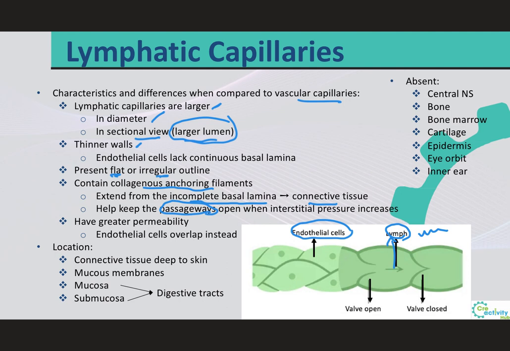And last, the lymphatic vessels have greater permeability because their endothelial cells, as we see here on this image, overlap instead of being tightly bound to one another like we see in the blood vessels. Now, the lymphatic capillaries are present in most tissues, but they are especially numerous in the connective tissue deep to the skin and the mucous membranes, and in the mucosa and submucosa of the digestive tract. Lymphatic capillaries are absent in the central nervous system and in a few other areas, which include the bone marrow, the cartilage, the epidermis, the orbit of the eye, and the inner ears.